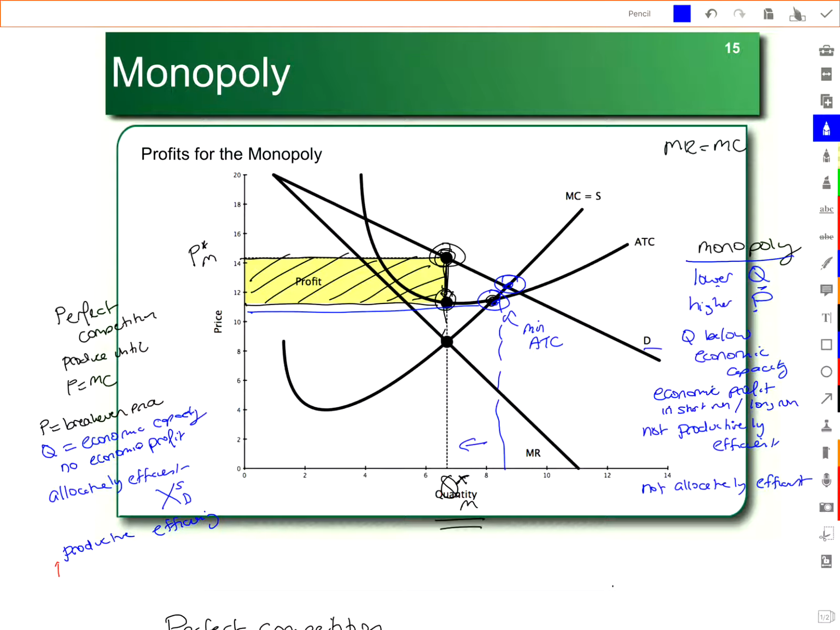The downside to monopolies from a society perspective is that economic profit means that we don't have lower prices for customers. Remember that the quantity is below that economic capacity, so the quantity is not at its lowest cost per unit, and that saving is not being passed on to the customer. We're not allocatively efficient or productively efficient with the monopoly.